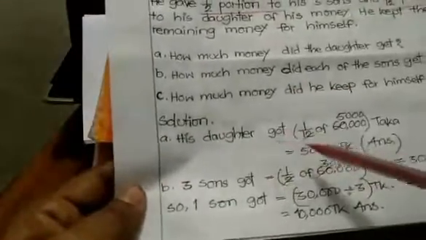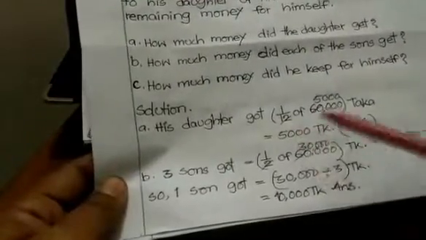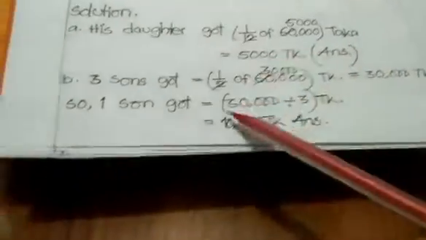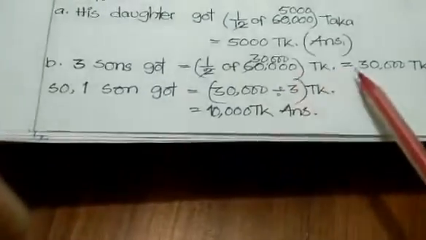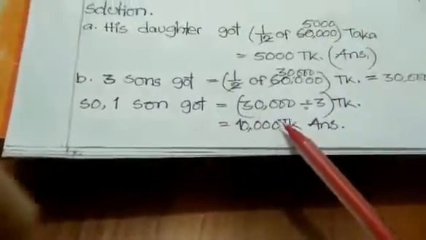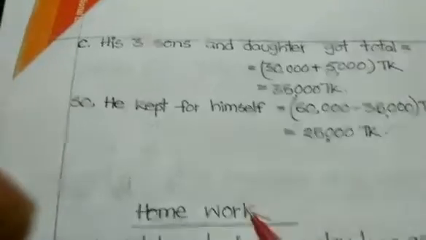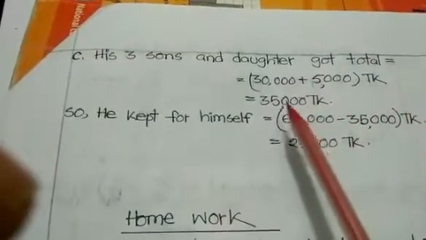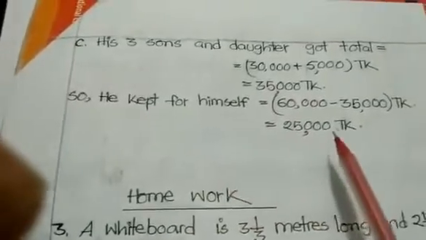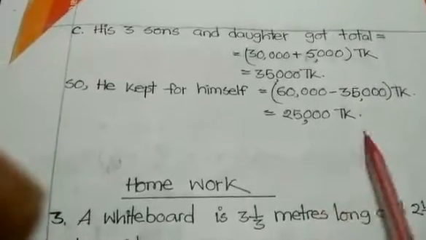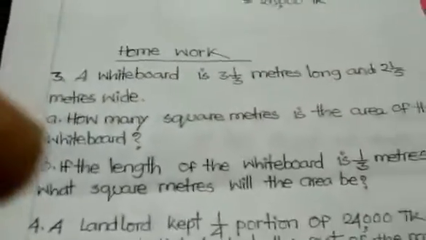Then solution A, his daughter got 1/12 of 60,000, which is 5,000 taka. Then number B, the 3 sons got half of 60,000 taka, equal to 30,000. So one son got 30,000 divided by 3, equal to 10,000 taka. Then number C, his 3 sons and daughter got a total of 30,000 plus 5,000 equal to 35,000. So he kept for himself 60,000 minus 35,000 equal to 25,000 taka. This is the answer. Then you have to do homework number 3 and number 4.